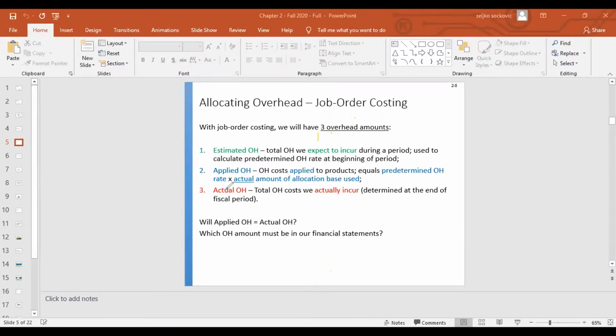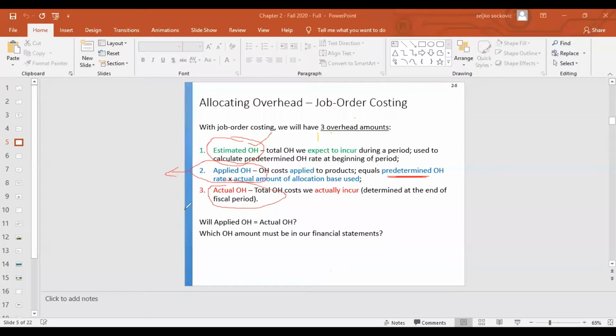So to do this, we cannot use actual. We cannot, because we don't know it yet. Estimated is kind of a projection. So we will have to use this estimated overhead, a piece of it, to get to our predetermined overhead rate, which is here. And then we will apply costs to our products through applied overhead. This is why it's called applied overhead.